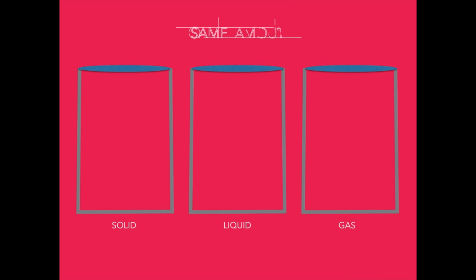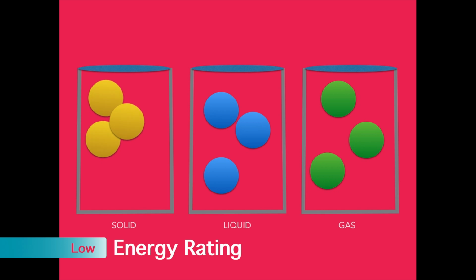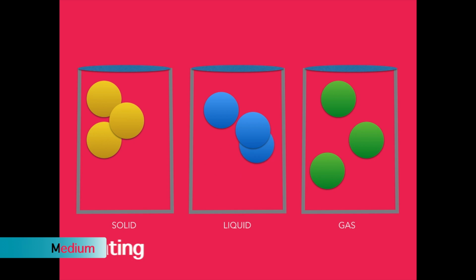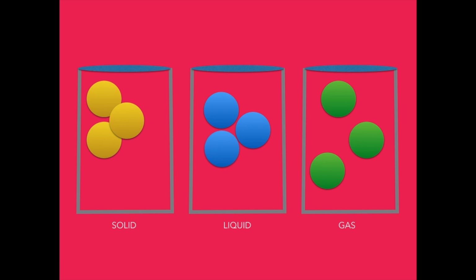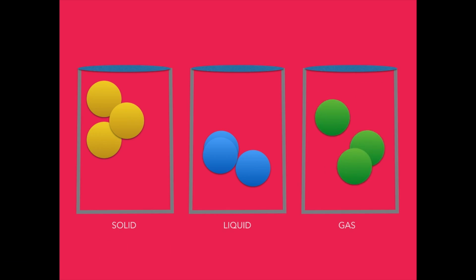As you see, there are 3 cups right here with the same amount of particles. This time it's not the same amount of volume, but of particles. The leftmost is the solids. The solids vibrate when they have energy, but they do not break apart. In the middle, you see the liquids. They move, but they don't move really quickly because they're liquids. They have a medium energy rating. But gas moves way faster because it has the highest energy rating.